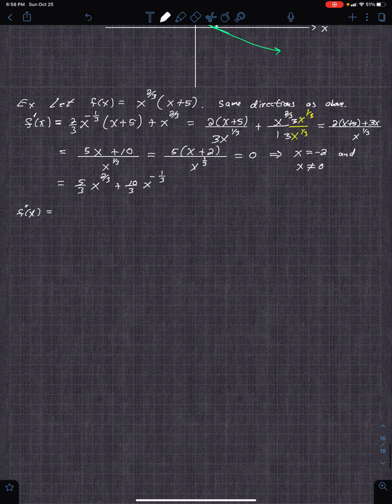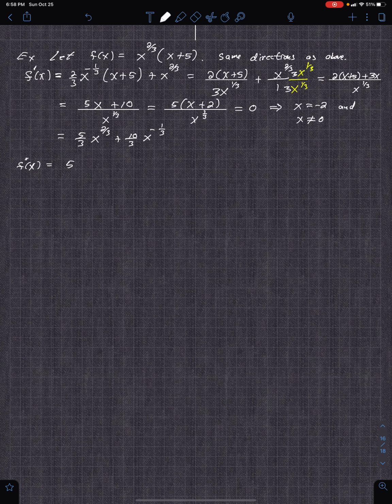I don't know. So the derivative of the top is just 5, times the bottom, minus the top, so that's 5x plus 10, times the derivative of the bottom, which is 1/3 x to the negative 2/3, all over the bottom squared. So it's x to the, and if you square 1/3, you get 2/3. So you still got to simplify all that. All right, so we want to work with that and simplify it.